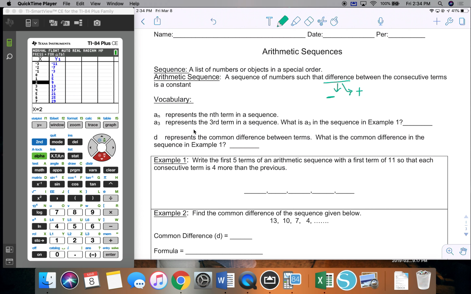So this little number down here is telling you what term. If it gives you an n, they want the nth term, meaning there is no specific term. And then d is your common difference between the terms. So we're going to look at example 1 and then come back and fill that in.